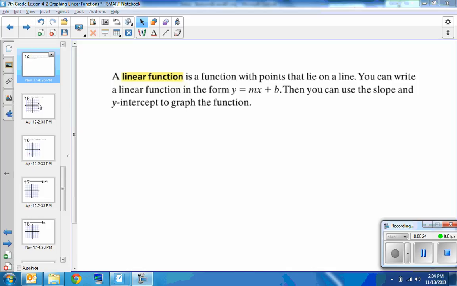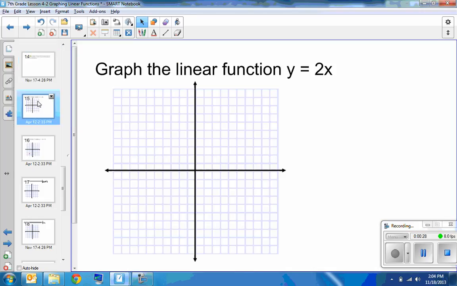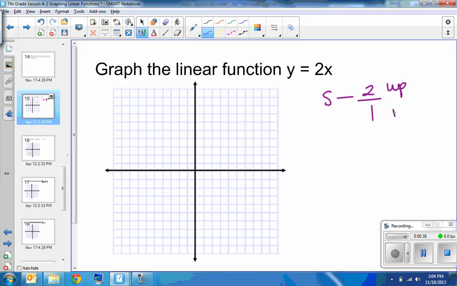So we've been using the slope-intercept form, y equals mx plus b. So first we have to identify the slope, which is 2. Always set it up as a ratio, so 2 over 1. Move up 2, right 1. Since there's no y-intercept here, we know we're going to start at 0, 0.